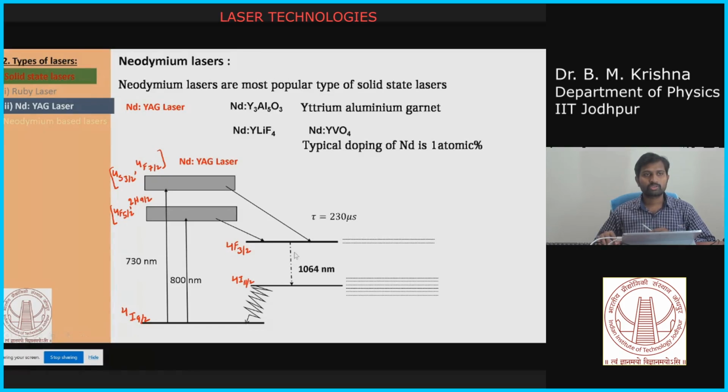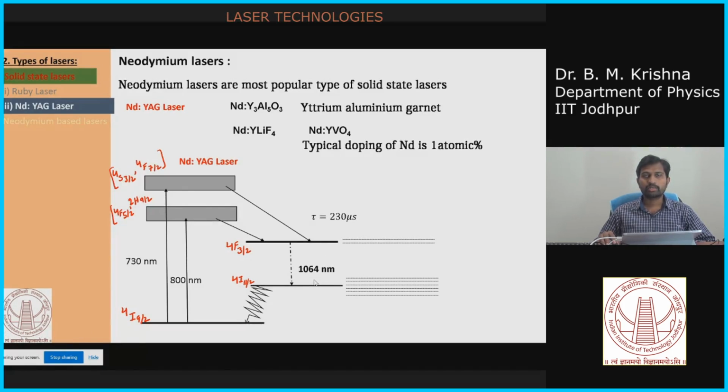Now it's not actually a single line, it is actually a degenerate state. When you apply an electric field, that means when you send a photon, which is nothing but an electromagnetic wave, it creates an electromagnetic field. So when these energy levels interact with your electric field, the degeneracy gets lifted. In principle you have multiple energy levels, each energy level split into a number of levels. You have possible transitions, but the most prominent transition is 1064 nanometers.